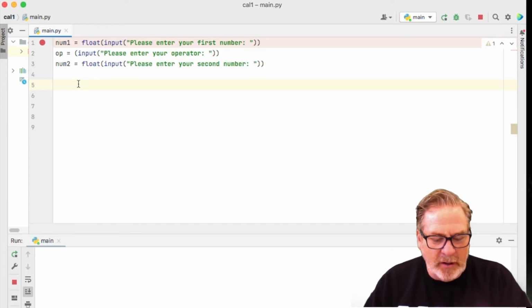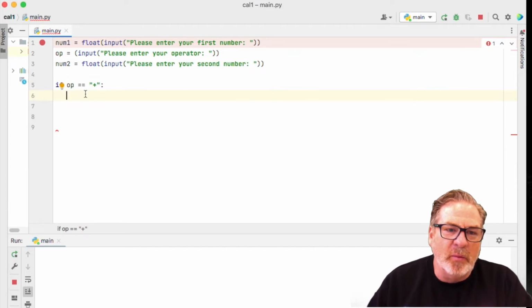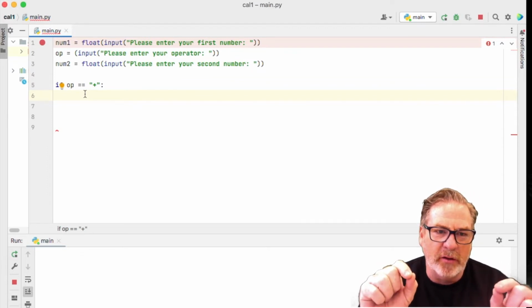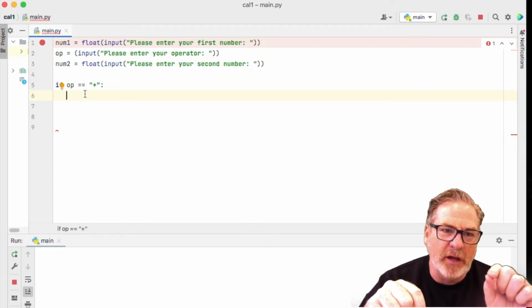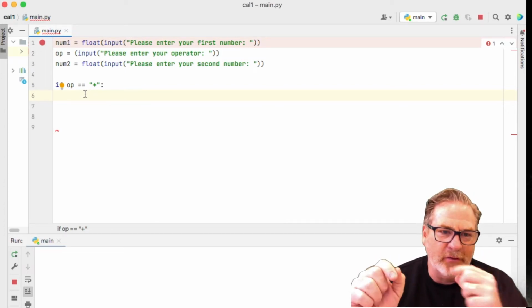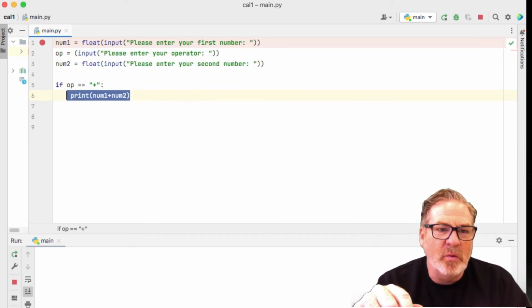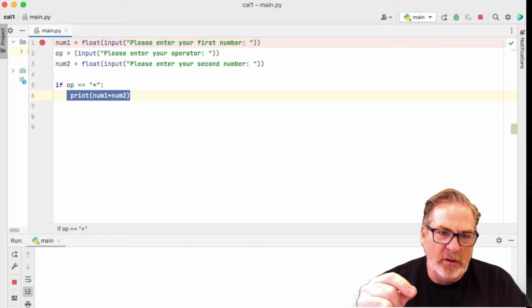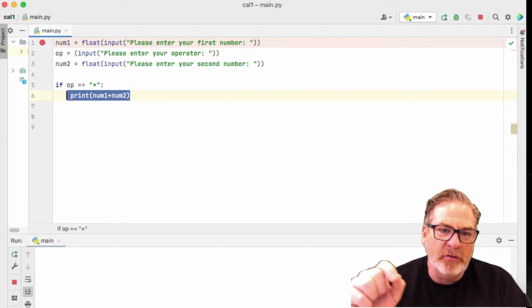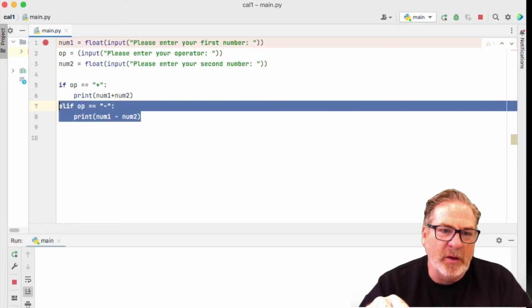Okay. So then our first line is going to be if OP, and this is kind of interesting, the double equal sign. The double equal sign means it's going to compare two things. So it means that whatever the person enters as their operator, is it equal to the plus sign? Yes or no? So if it is, then we want to print num1 plus num2, because they've said add the two together. And then we're going to just keep following that same pattern.